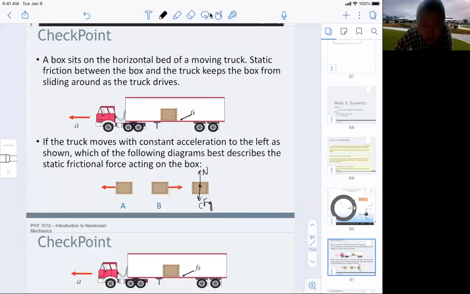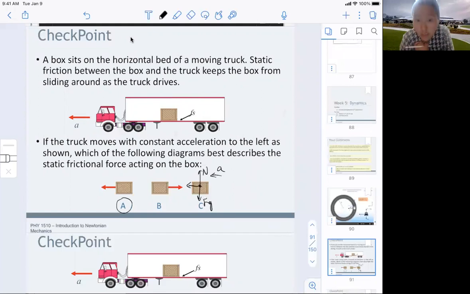So what do you think the box acceleration is? Is it A or is it 0? It's A, yes, the same as the truck. The box is moving together with the truck, right? If the box had an acceleration that's not A, the box and the truck would not be moving together. Because they're moving together, the box must also have an acceleration. If it has an acceleration, it must have a force to provide that acceleration. So there must be a force pointing to the left, which is correctly indicated by choice A.